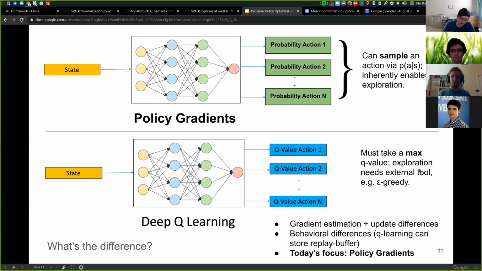There are some other differences as well, such as how the gradient is estimated and how the networks are updated. Some behavioral differences. For example, Q-learning can store a replay buffer. Policy gradients by themselves don't do that. But today we'll be focusing on policy gradients.